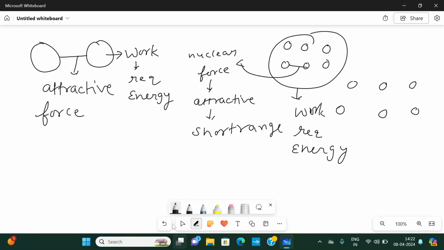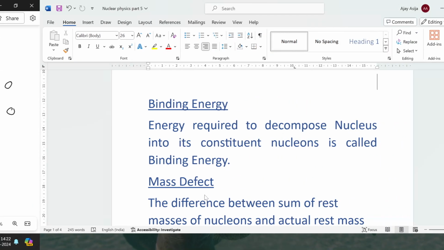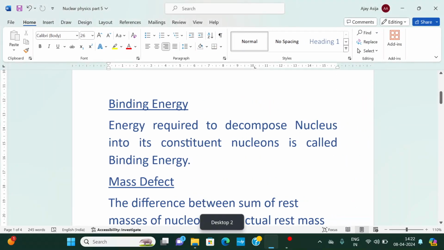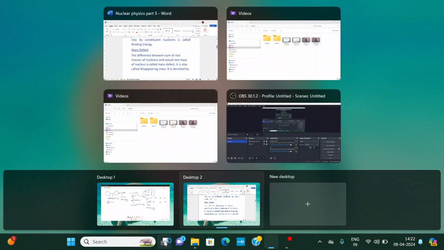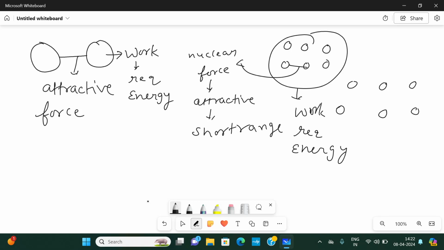Let us move to our next topic, that is the definition of mass defect. Mass defect is the difference between the sum of rest masses of nucleons and the actual rest mass of the nucleus. Let us explain this in detail so that you can understand the mass defect clearly.